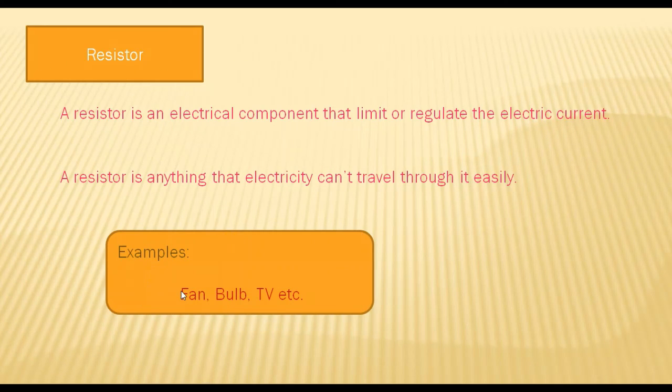If you look at examples, a fan, bulb, or television are all resistors because they limit the flow of electrons. They do not allow the electricity to flow through them easily. And this was all about resistance and resistivity.